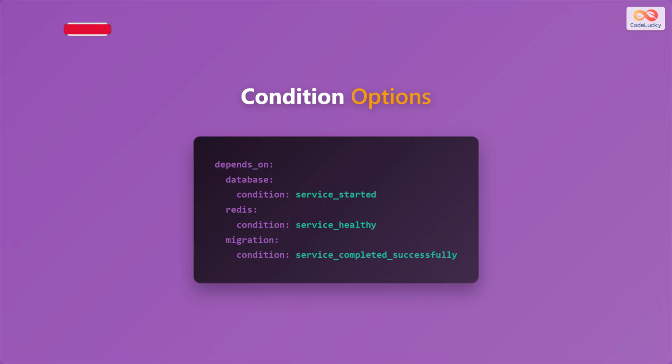To define the condition, you can use any one of the options service_started, service_healthy, and service_completed_successfully. You can define different conditions for different dependency services. The web service will only start once the database service has started, the Redis service reports a healthy status, and the migration service has completed successfully.